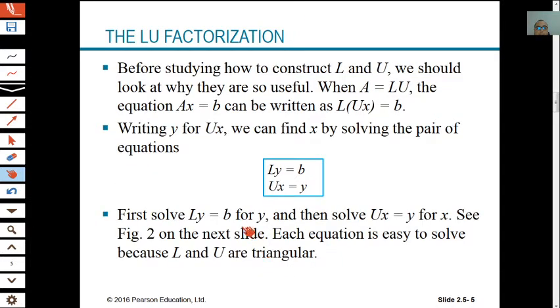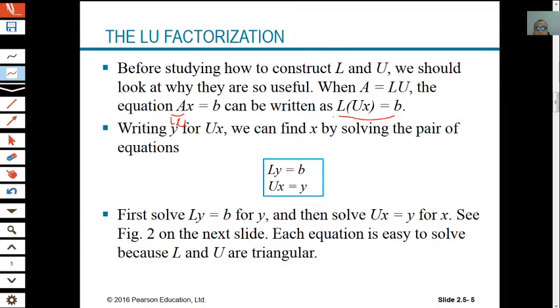Before studying how to construct L and U, how to find L and U, we should look at why they are so useful. When A = LU, we have a matrix multiplication here. The equation Ax = b can be written as L(Ux) = b. Instead of A, we write the factors of the matrix A, LU. And we have the associativity property for the product of matrices. We consider x as a matrix, so we can write this.